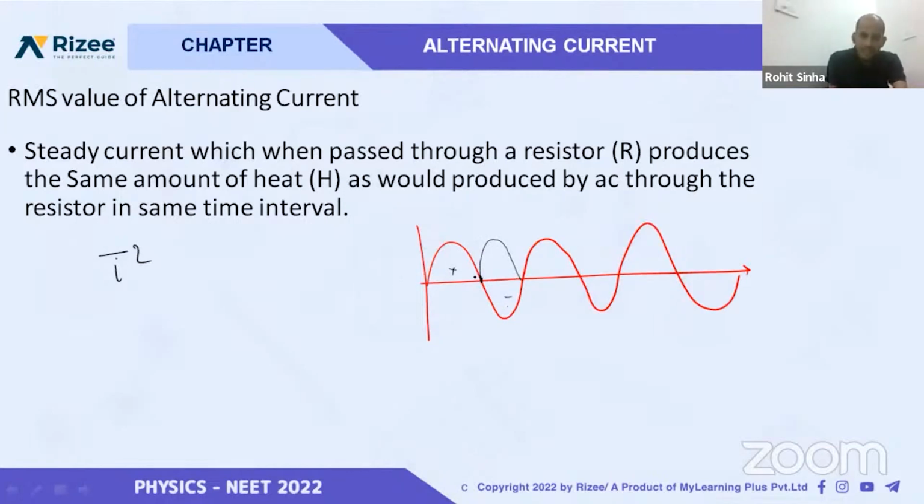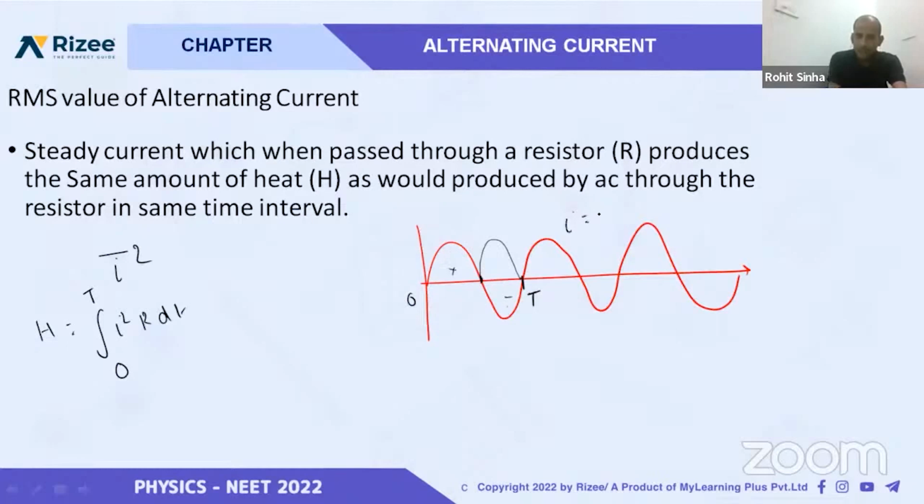Then we said that if we make it positive, in time 0 to T, what is the heat supplied by this alternating current? We can say like this: the heat supplied by this alternating current is I square R dt, from 0 to T. This is the heat supplied by this alternating current.